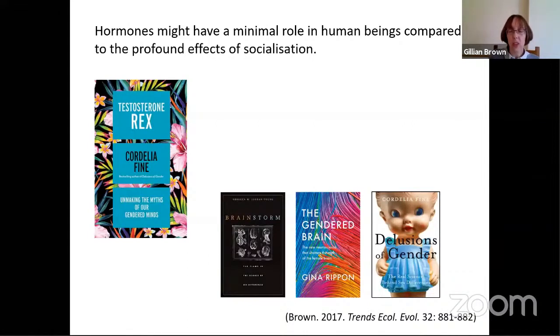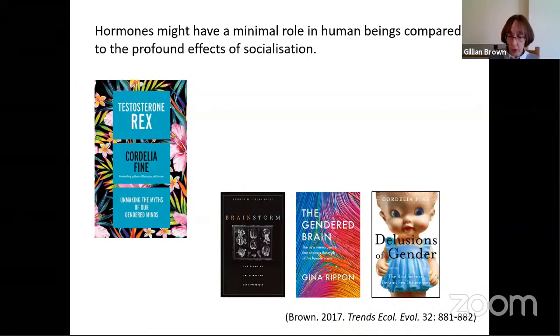And Cordelia Fine's book in the right-hand corner, Delusions of Gender, I think gives a nice introductory and accessible summary of some of the research showing what dramatic effects aspects of our environment can have on how we behave and how we think about gender.